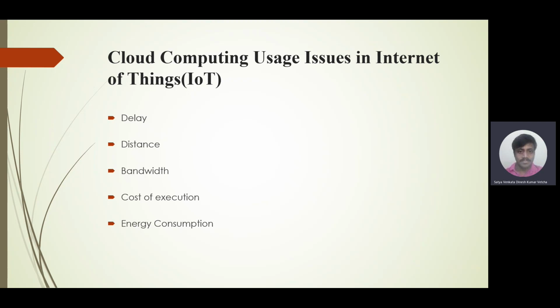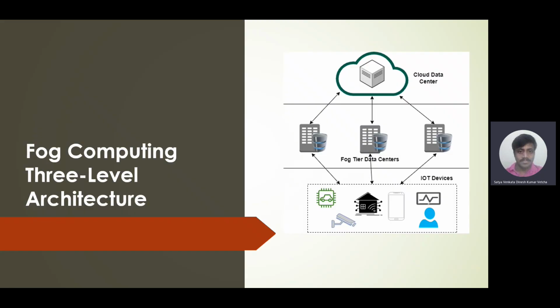IoT devices usage has increased, so the data generated by them is very high. Because of that, energy consumption is high in cloud computing. Cost of execution is also high because they are the biggest data centers, and a lot of storage and computation is required. So that is the reason. In bandwidth, everything is done.